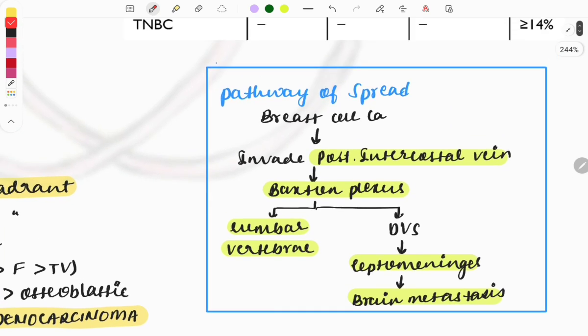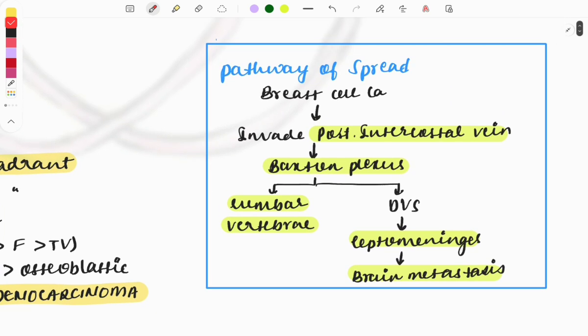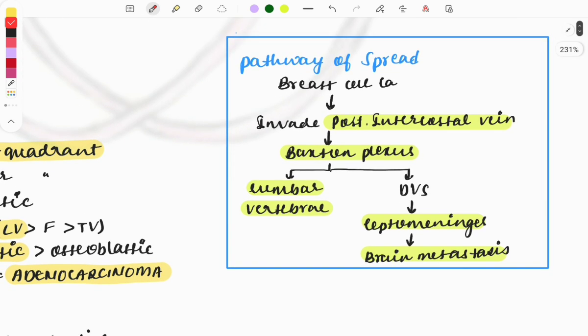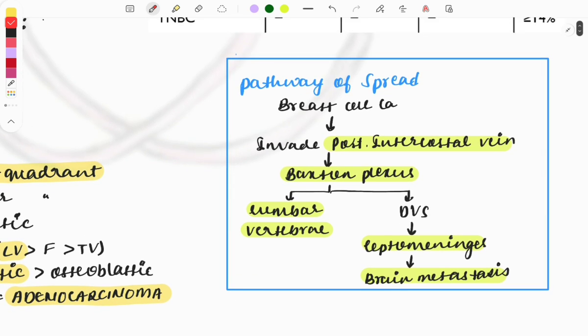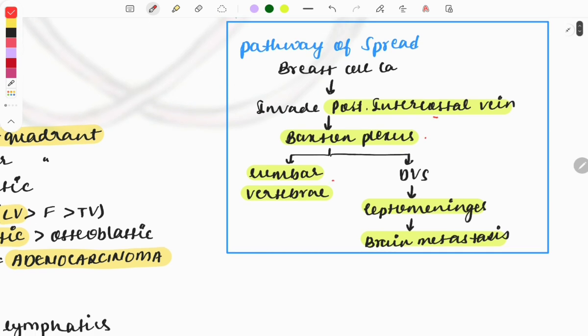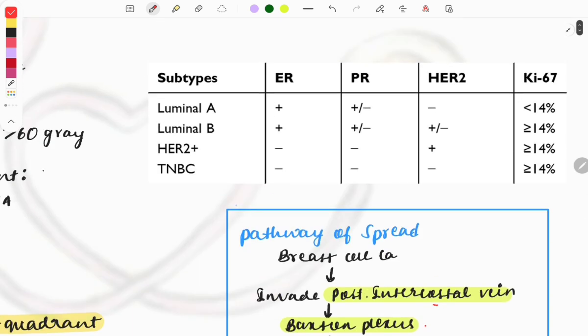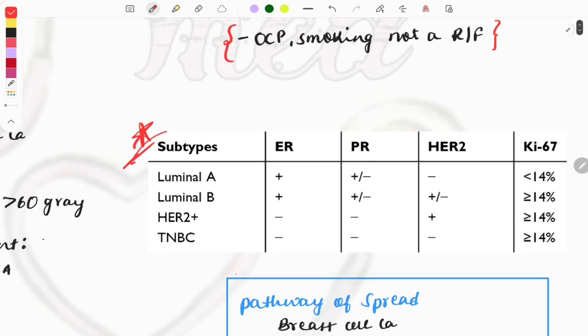And this is the pathway of the spread. It is not that important, but questions have been asked on this pathway of spread, so better you have a look at it and read it once. Mostly it will spread to the posterior intercostal veins, then Batson plexus, lumbar vertebrae will be involved, and if it goes to the meninges, then it will be involving the brain. Okay, so this is how it will be involving the brain and the lumbar vertebra. This is a must know table.